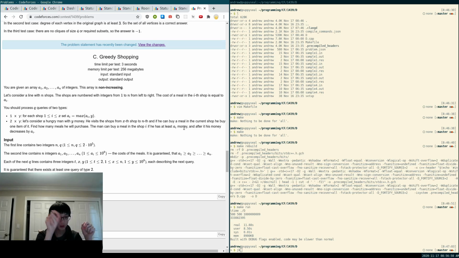say, this person starts at this shop, buys some number of things, and then moves, buys some number of things. He goes through all the shops, and if he has enough money to buy something from this shop, he buys something, and otherwise he just moves on to the next shop. And the question is, how many things does he buy?